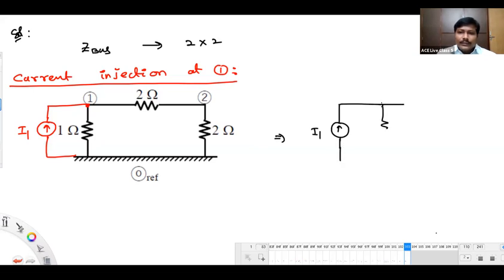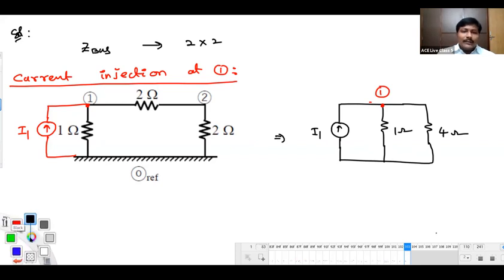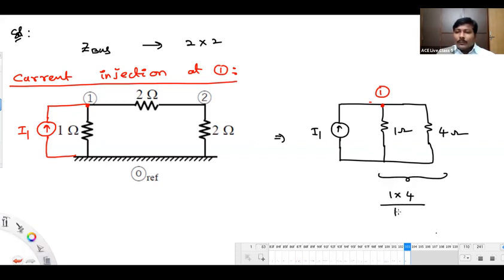And here it is 1 ohm, and this is 4 ohms. It will be in parallel, and you don't have node 2 here. We have removed that node 2. And this is your node number 1. And 1 in parallel with 4. How much is that equivalent value? 1 in parallel with 4 means 1 into 4 by 1 plus 4. It will be 4 by 5.